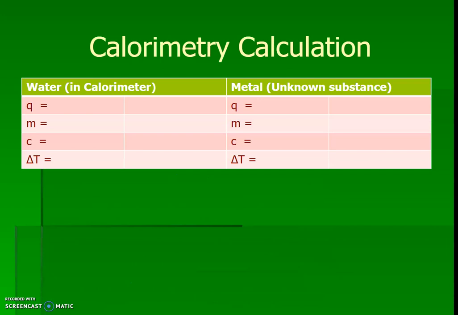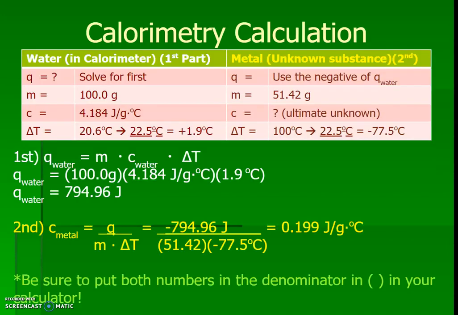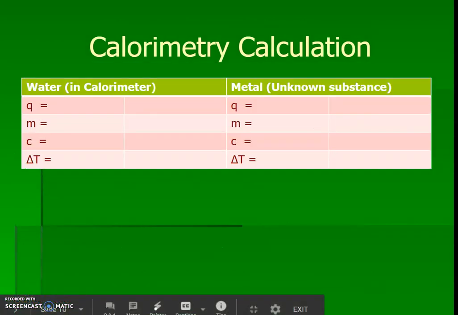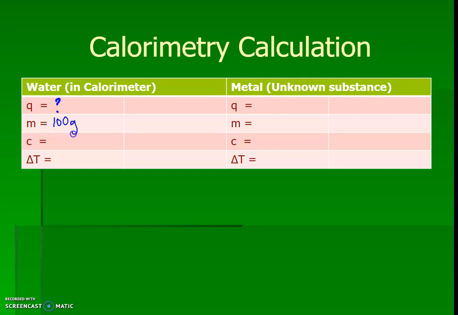Okay, so we have two sets of problems to do. First, we are going to plug in the Q of our water in our calorimeter. This is what we are solving. So we are looking for this. The mass of the water in the calorimeter is 100 grams. The specific heat of water is 4.184 joules per gram degrees Celsius.